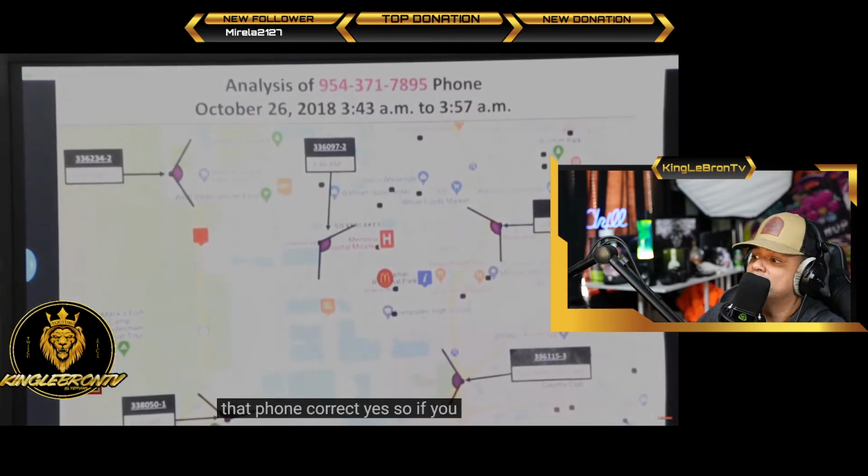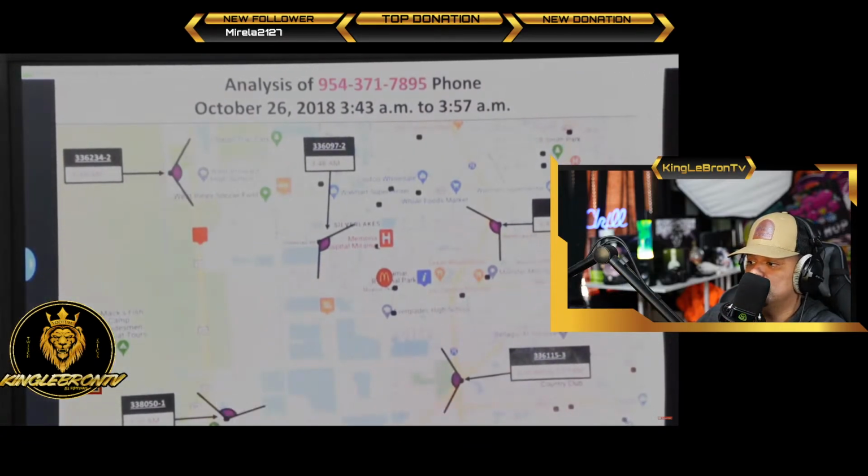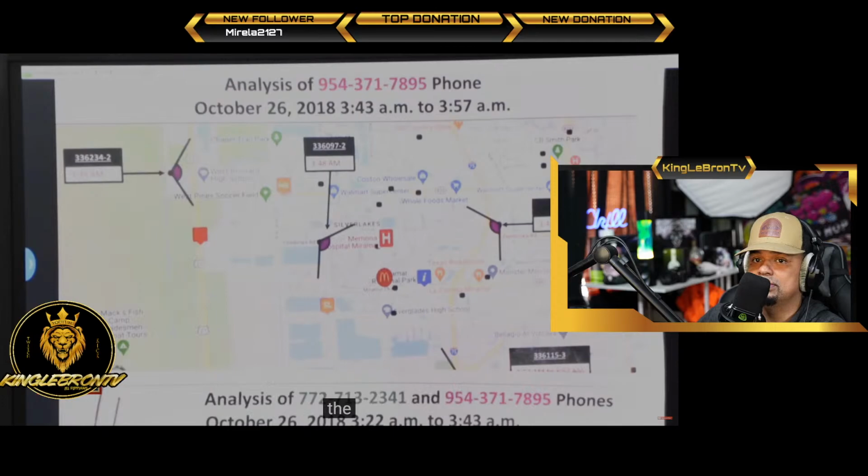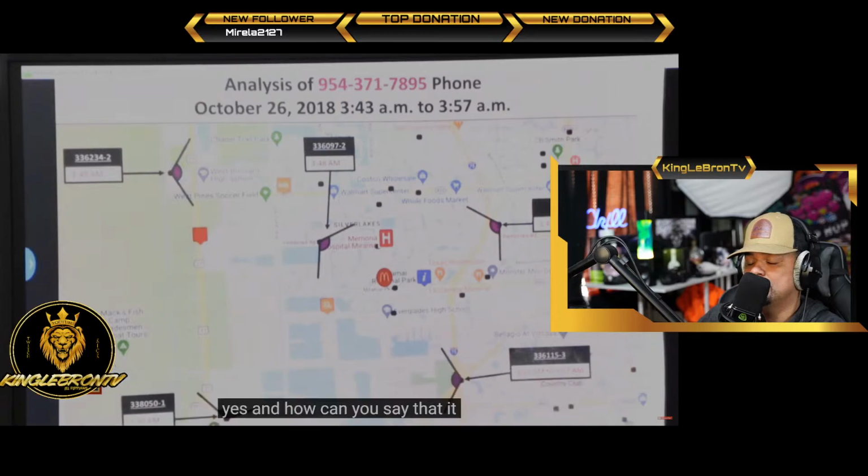That phone, correct? Yes. So if you can explain to the ladies and gentlemen of the jury, there's discussion about the accuracy versus the precision of the records. Is this a precise estimate of which towers saw that phone? Yes. And how can you say that?